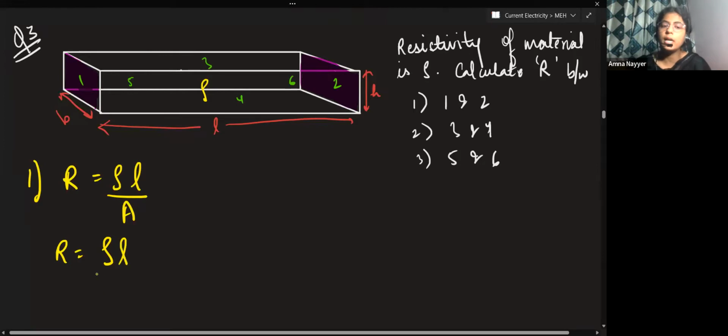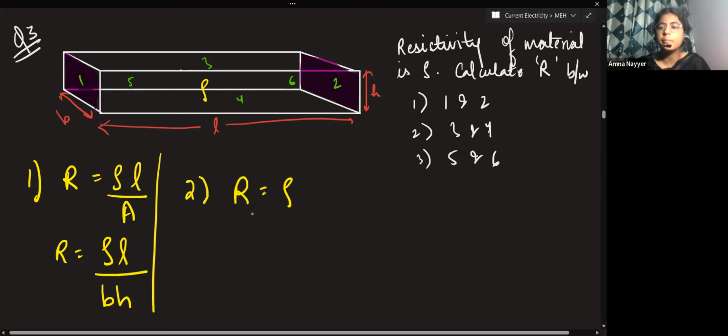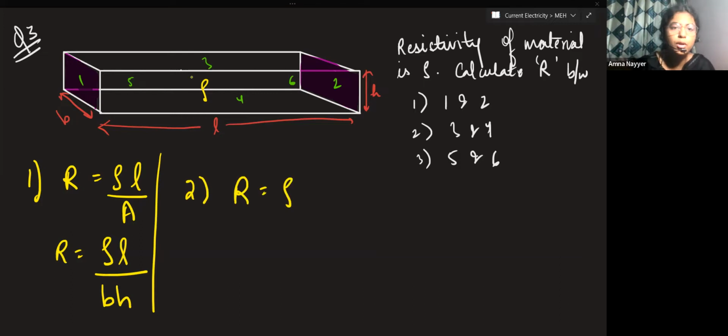So it will be rho L divided by A. Area of the cross section means the area through which the current will be flowing. That is breadth multiplied by the height. So here it will be BH. If we talk about the second part, R is equal to rho L by A, and rho will be the same for the second part.